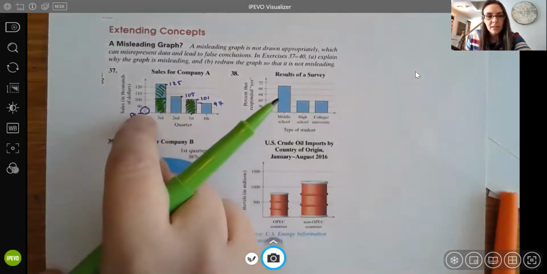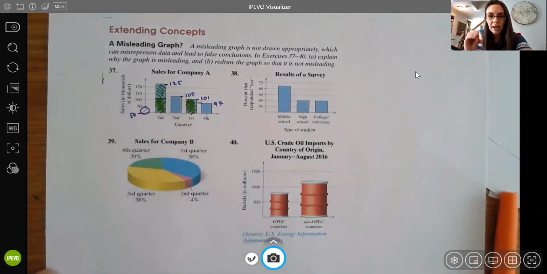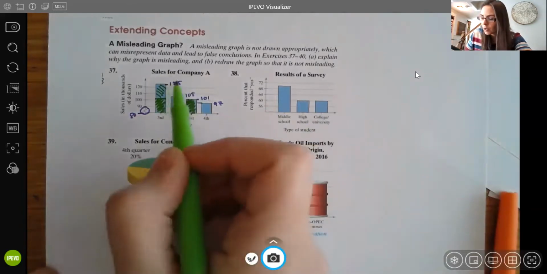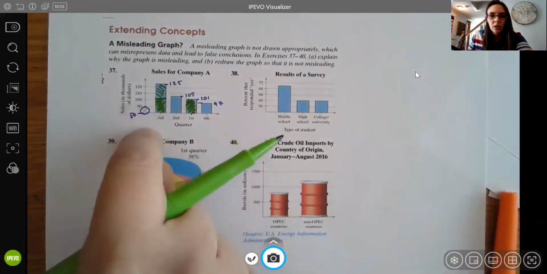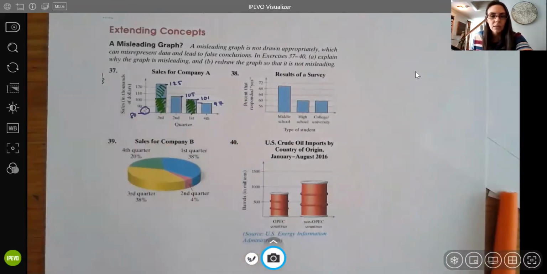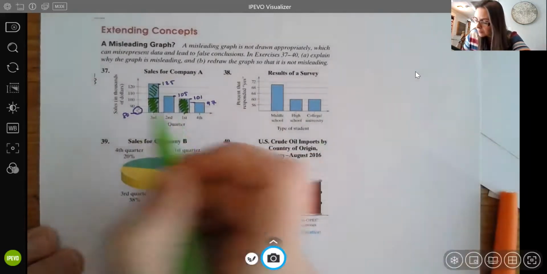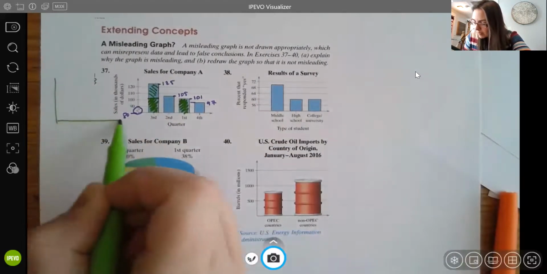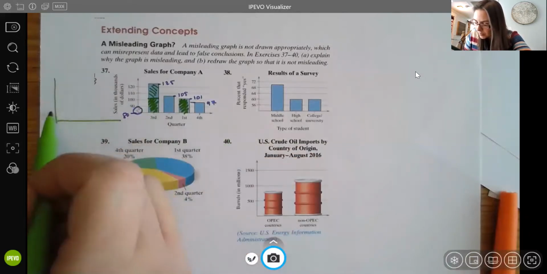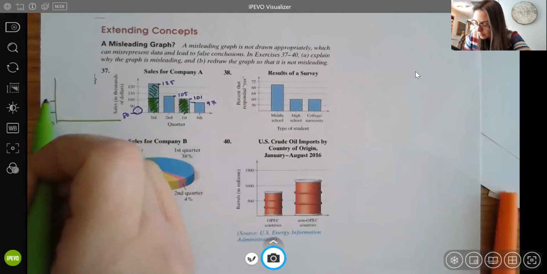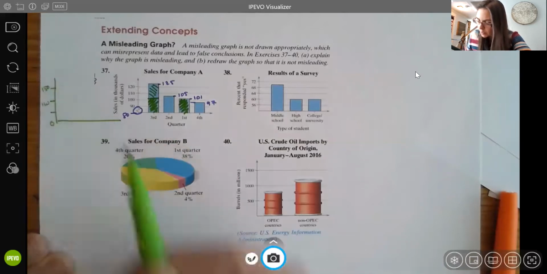So when you don't start at 0, you distort the bar heights, and it makes it look like the 3rd quarter was so much better than the 1st quarter that it was double as good, but it really wasn't. Not having that 0 there distorts how good something really is, or the amount that you have. What we should do instead is start at 0. So I'm going to count by 50s to make it easy. 50, 100, 150, and so on.